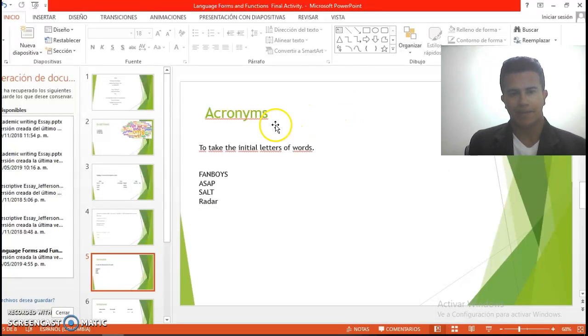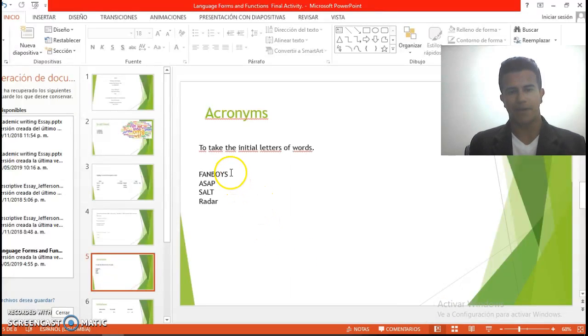Then we have acronyms, the second type of shortening. Acronyms, it is simple. It is just like to take the initial letters of the words, secondly, to blend the letters together, and finally to create a new pronunciation.